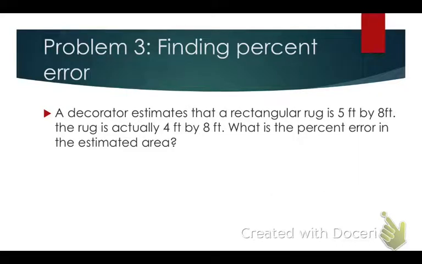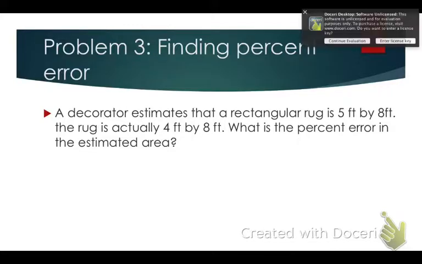All right, so now we need to figure out the percent error. A decorator estimates that a rectangular rug is 5 feet by 8 feet. The rug is actually 4 feet by 8 feet. What is the percent error in the estimated area? So to do this, we need to find the areas. So the first area, 5 by 8, is 40 feet squared. The actual area is 4 times 8, which is 32 feet squared.